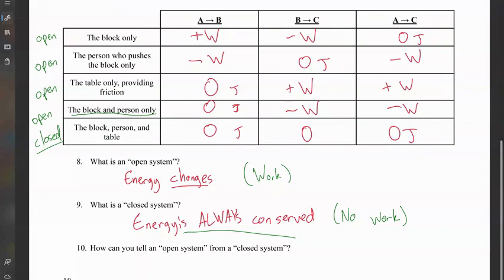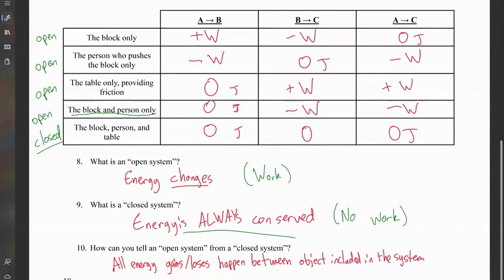So how can we tell an open system from a closed system? I'm going to say all energy gains and losses happen between the objects included in the system. The energy transfers have to happen from one object to another that's in the system, and maybe from that object to yet another that's in the system. But for it to be closed, everything that happens must be included within the system. So I should say this is for closed systems.